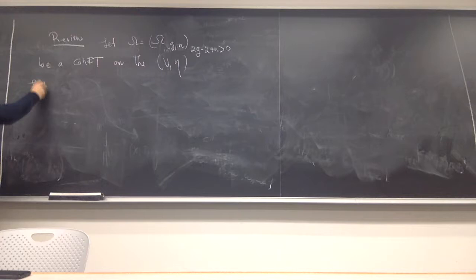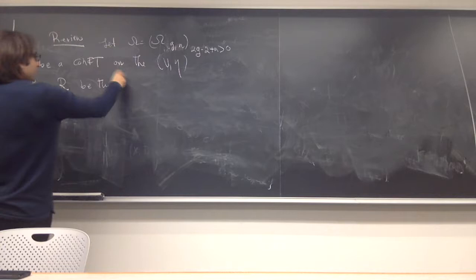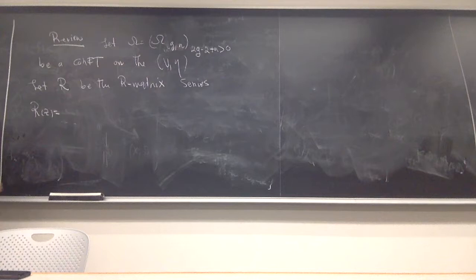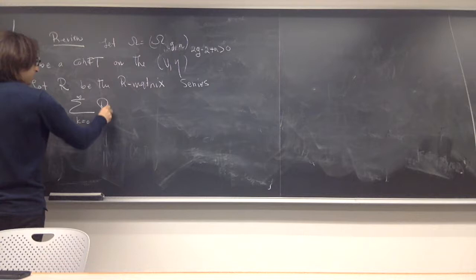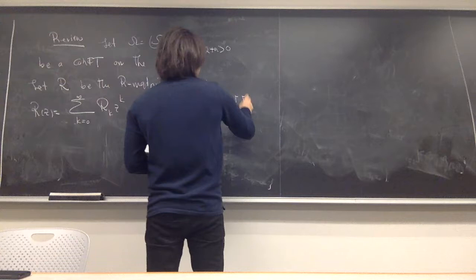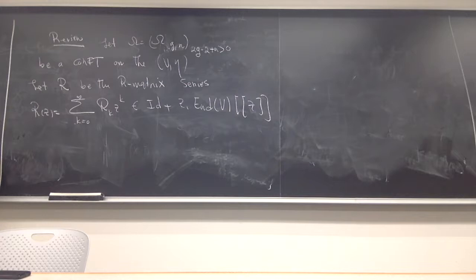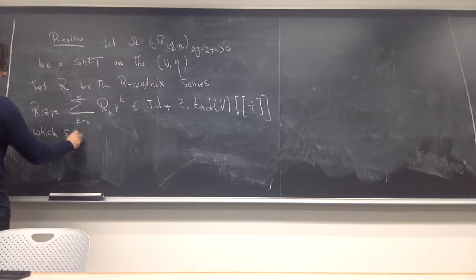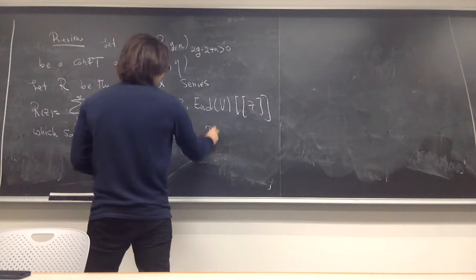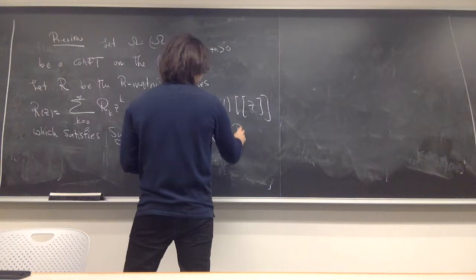Okay, so now let R be the R matrix. This was an R matrix series, which we define this way. We called it R of z, given as the sum for k from 0 to infinity of R_k z^k, which is an element of identity plus z times endomorphisms of V, some sort of power series in the variable z with coefficients in endomorphisms, which satisfies something we call the symplectic condition. The symplectic condition for us was R star of minus z times R of z equals identity.